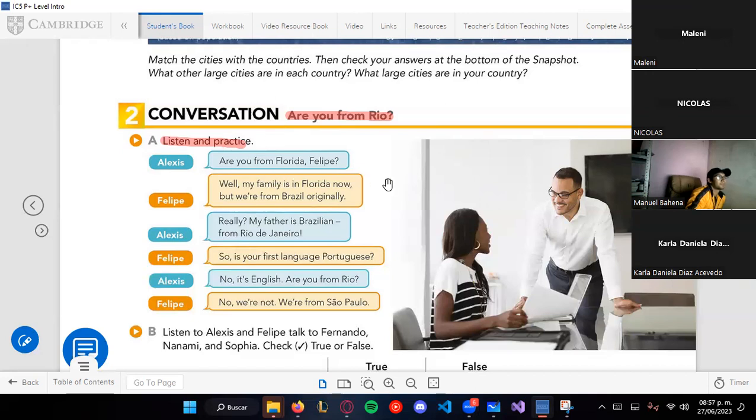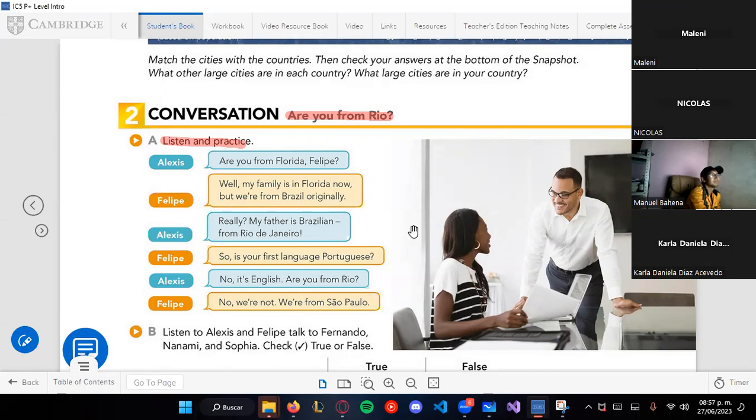Are you from Florida, Felipe? Well, my family is in Florida, but we're from Brazil originally. Really? My father is Brazilian from Rio de Janeiro. So is your first language Portuguese? No, it's English. Are you from Rio? No, we're not. We're from Sao Paulo.